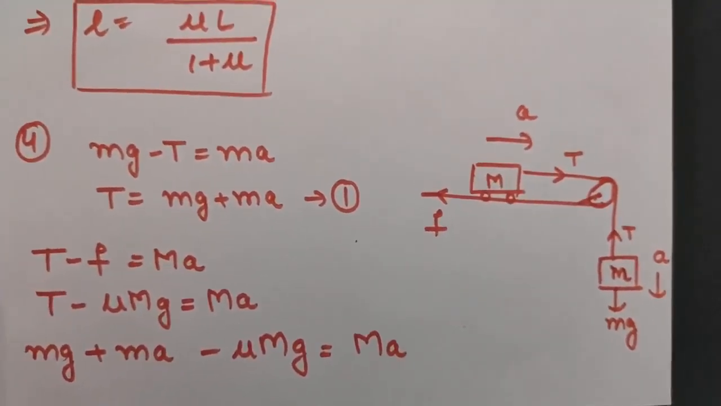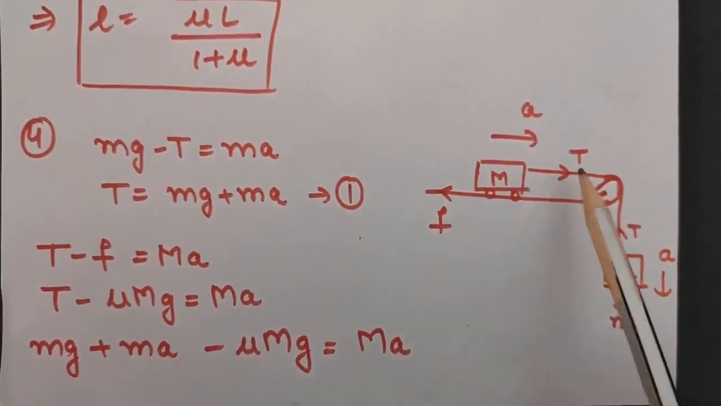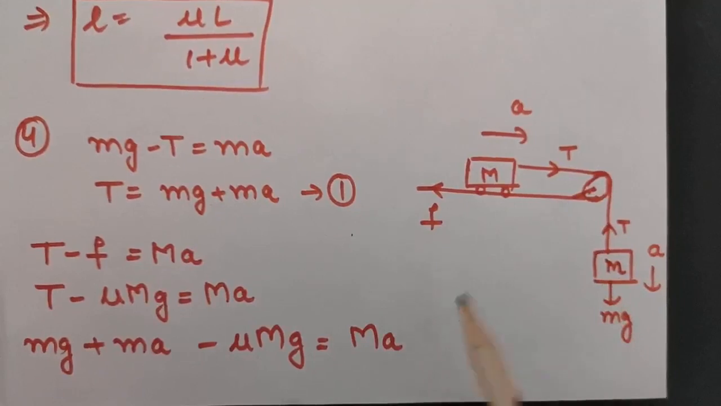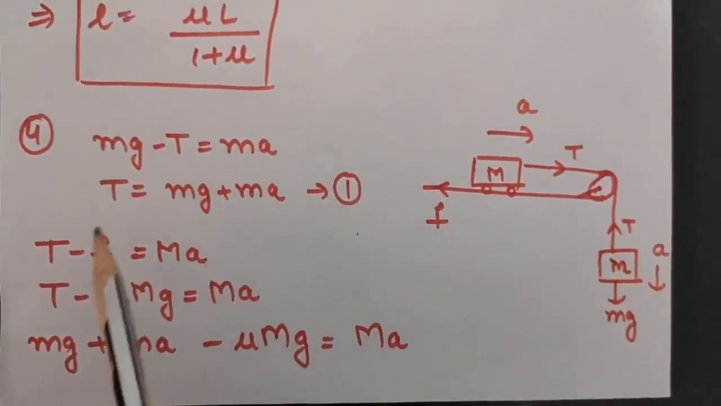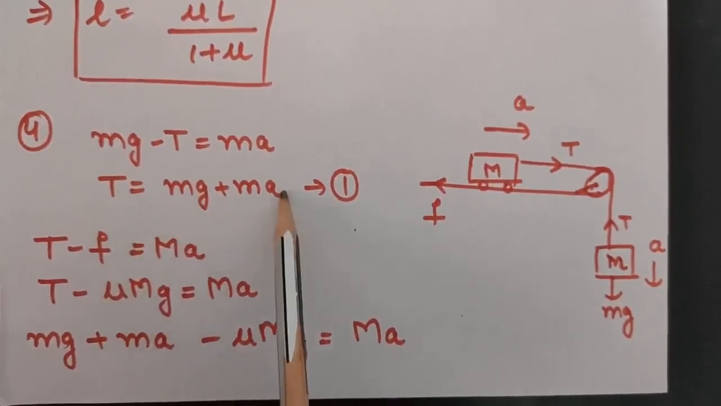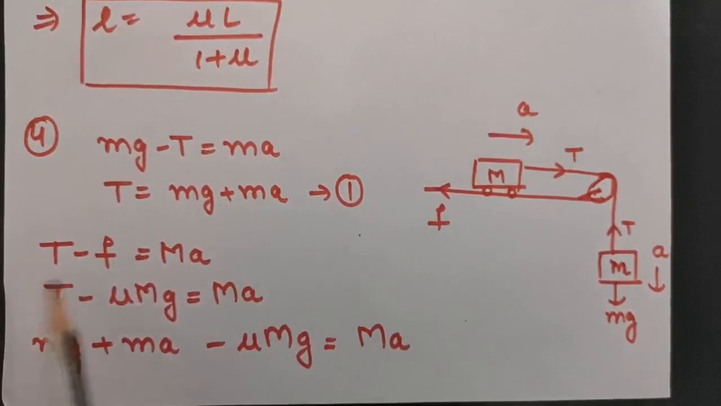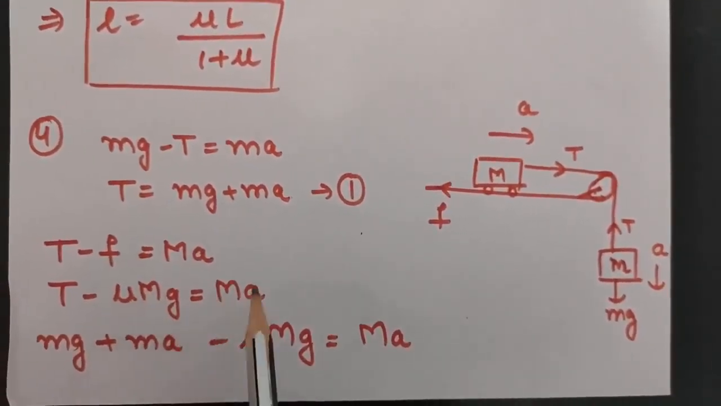Okay, and the weight mg will be there, tension will be upward, similarly tension will be here. So now it is easy, just form the equations of motion. For this one, mg minus T will be equal to ma. From here I have just calculated the value of T. For this one, T minus f will be equal to capital Ma, and as you know, f is nothing but mu capital Mg, so T minus mu Mg is equal to Ma.